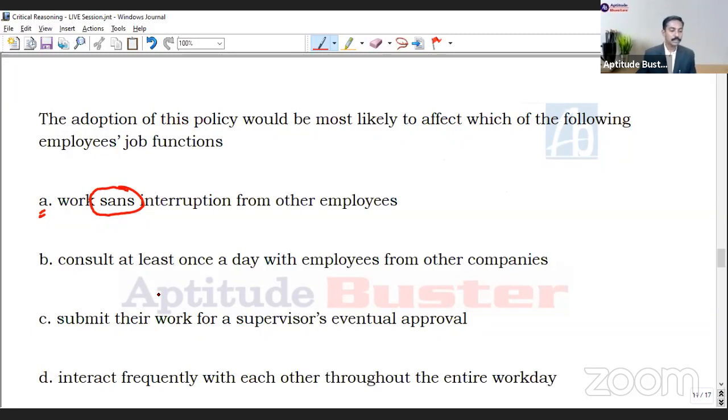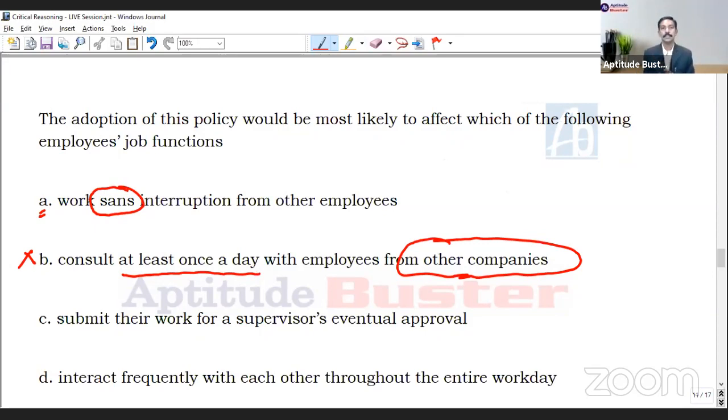Option B, consult at least once a day with employees from other companies. Here, the phrase other companies is a temptation. Just by looking at this phrase, many of you would have chosen option B as the answer. There are chances. But actually, option B is a wrong choice. The reason is consult at least once a day. The requirement of this job function is to consult once. And that can happen even if an employee reports anytime between 6 and 11, because the requirement is just to meet once. So B is not the job function that would be mostly affected.